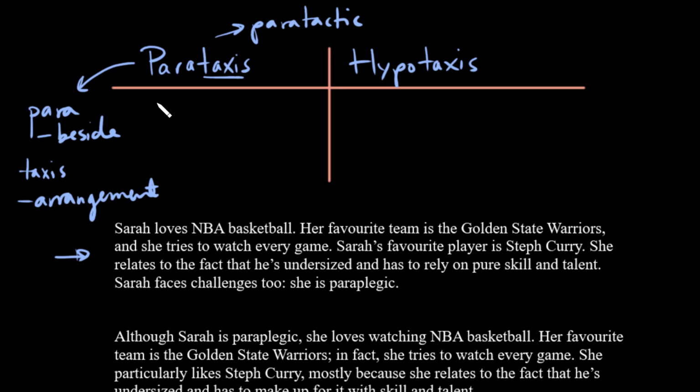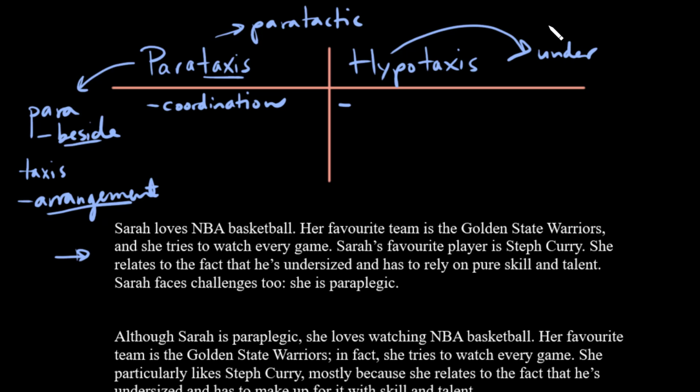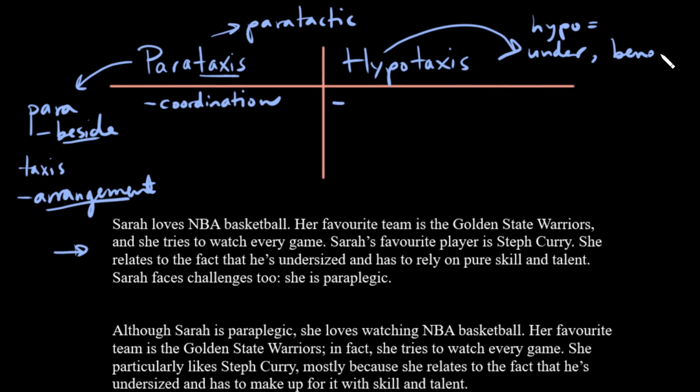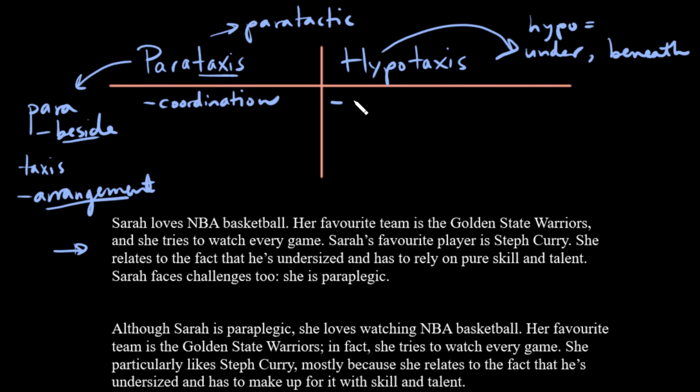And we can describe parataxis then as a kind of coordination. In other words, sentences are placed beside each other, but they're not subordinated to each other. Okay, so we have an arrangement of clauses beside each other with no sense of whether one is more important than the other one. Hypotaxis, and we'll look at the examples in more detail in a minute. Hypotaxis also comes from Greek, as mentioned, and hypo means under or beneath. All right, so hypo equals under or beneath. And hypotaxis refers to clauses that are subordinated, so subordination.